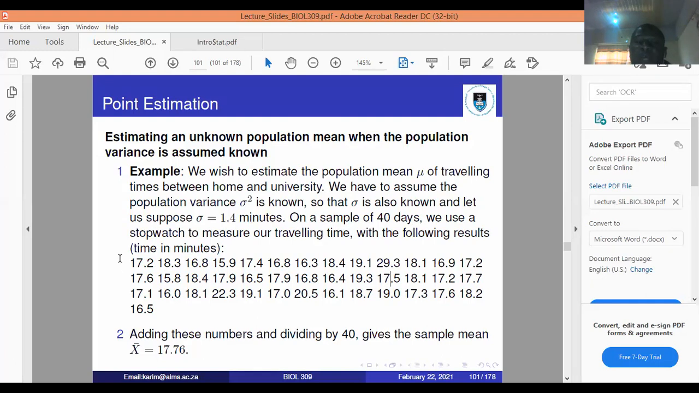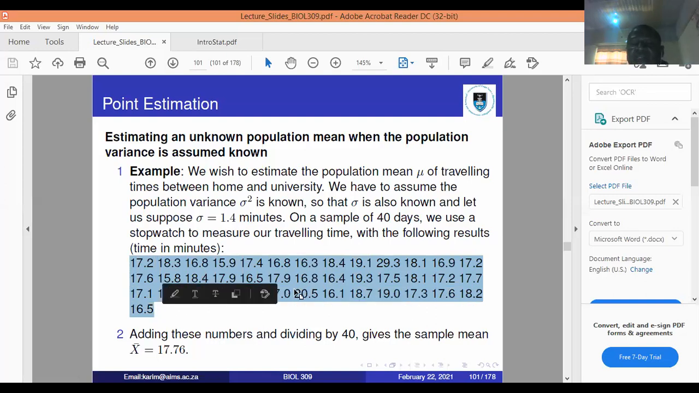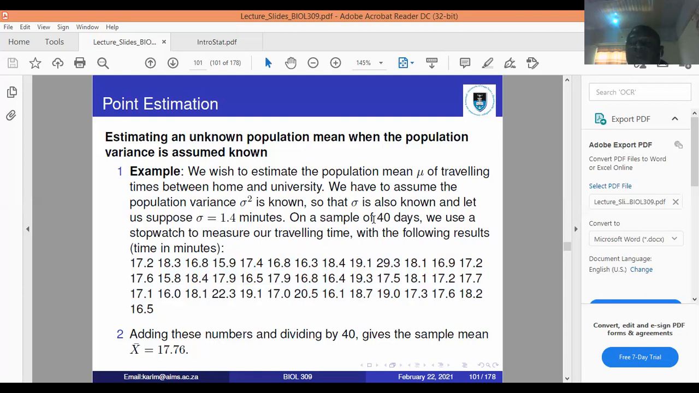So what do we do? We add these values. We have done that before. We add these values and divide by 40. If we do that, we are going to get a value of 17.76. So the average time to walk to campus, or to your university, is 17.76. That is the mean.